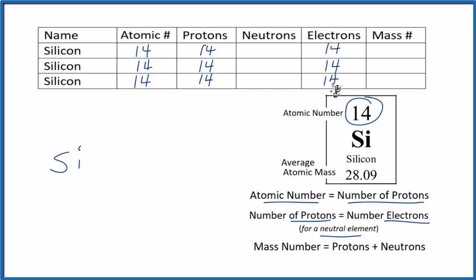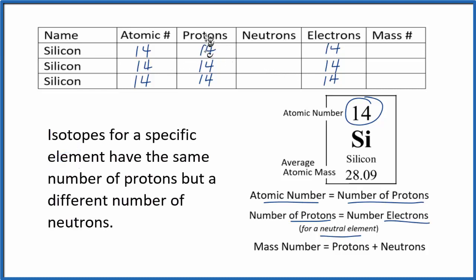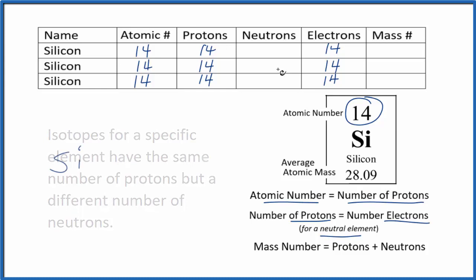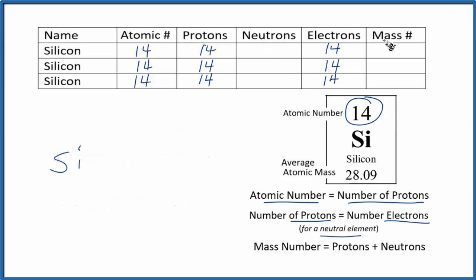Pretty easy so far. We're left with two columns, neutrons and mass number. Neutrons are the only thing that is different with isotopes of silicon. They all have 14 protons, and if neutral, they all have 14 electrons. But the neutrons are what's going to be different, and that's what makes them isotopes. Since protons plus neutrons gives us mass number, the mass number will be different too.